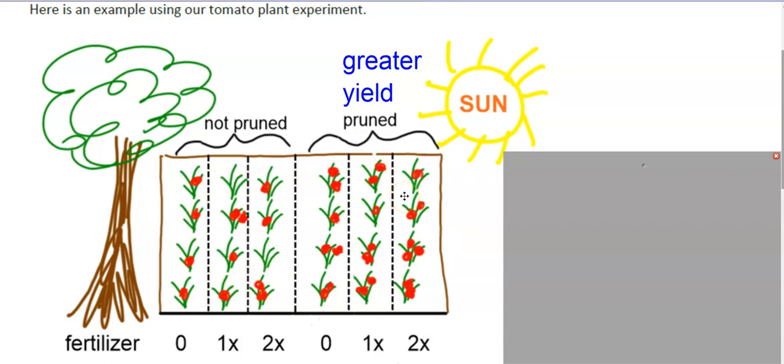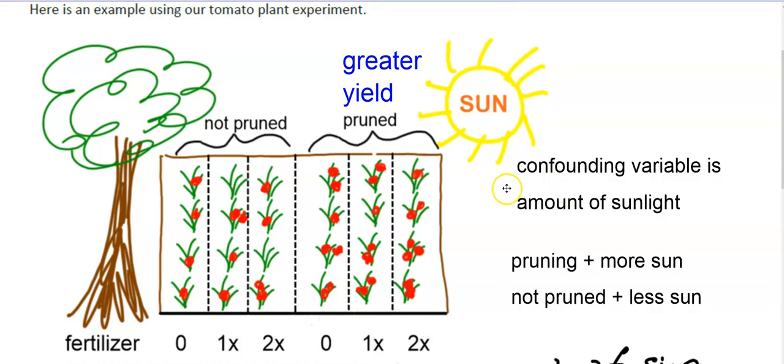So Miss Green Thumb could think, oh, my pruning helped. Pruning made the tomato plants have a higher yield. But she could also say, oh, the tomato plants that had more sun had a higher yield. So which is it? Well, you can't tell. The results are confounded. The confounding variable is the amount of sunlight.